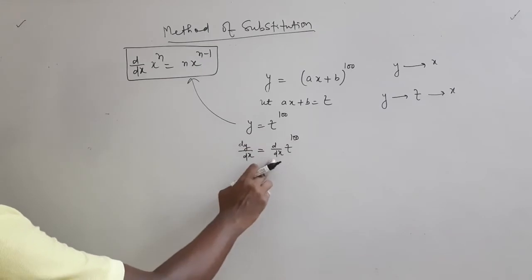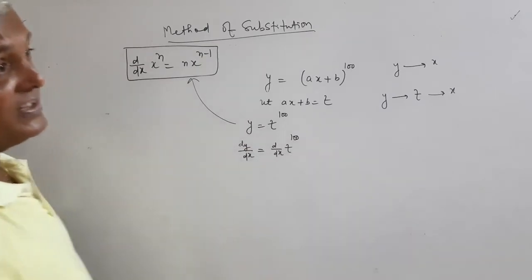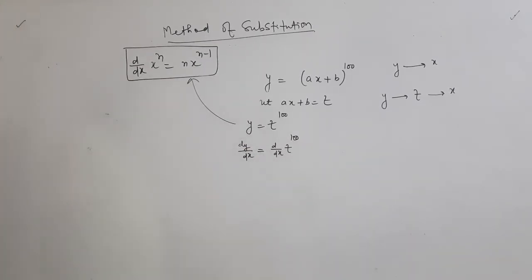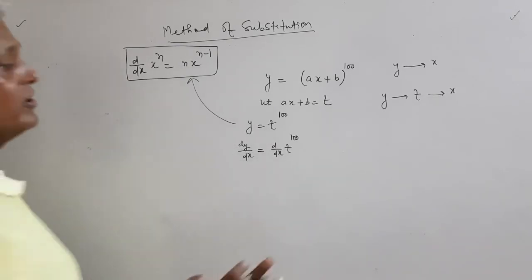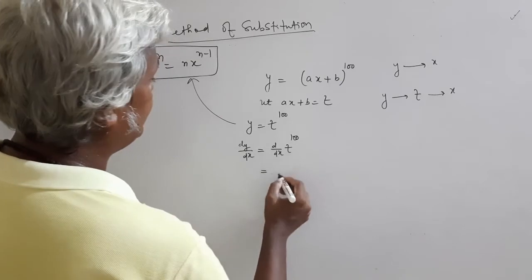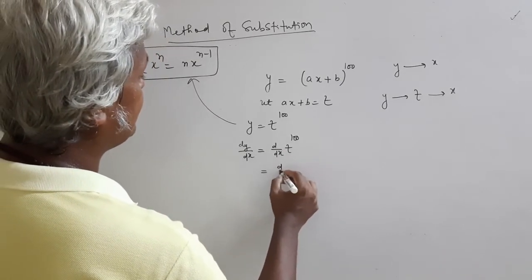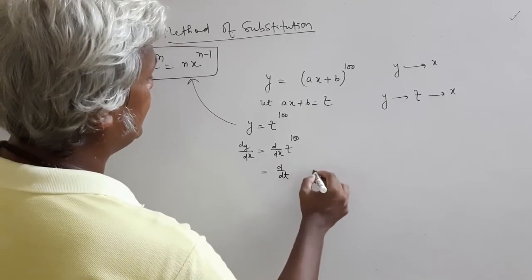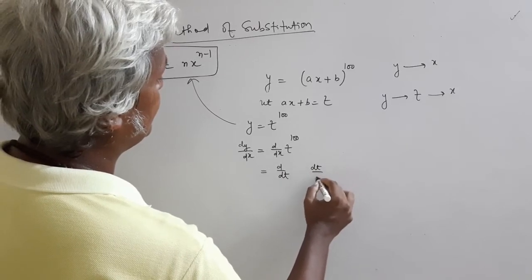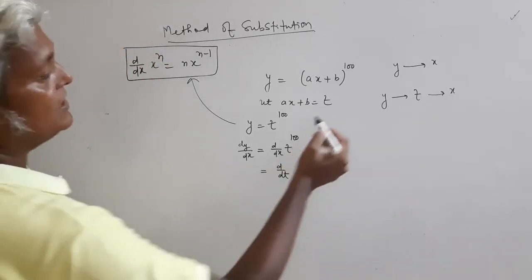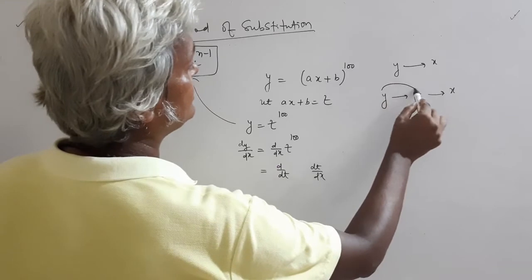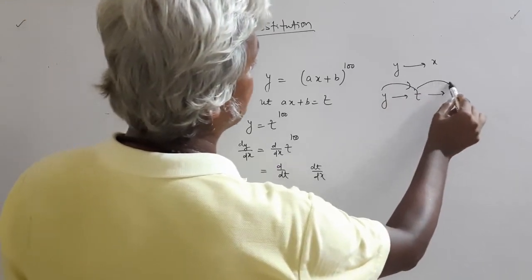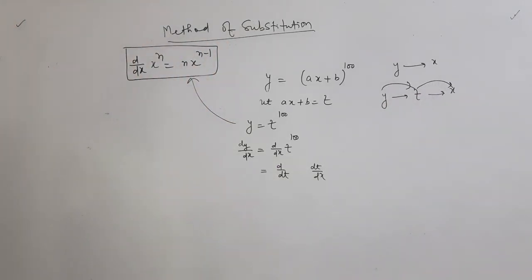Now this d by dx, so you have to differentiate a function of t with respect to x, which is impossible. So you have to change the order of differentiation: instead of d by dx, I make it d by dt, and then there I write dt over dx. If you see properly, I differentiate y with respect to t and then t with respect to x. So we are just having a chain, and it's called the chain method.